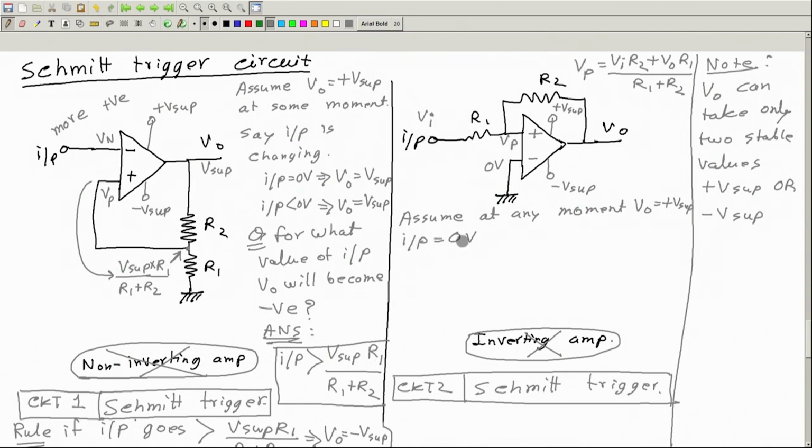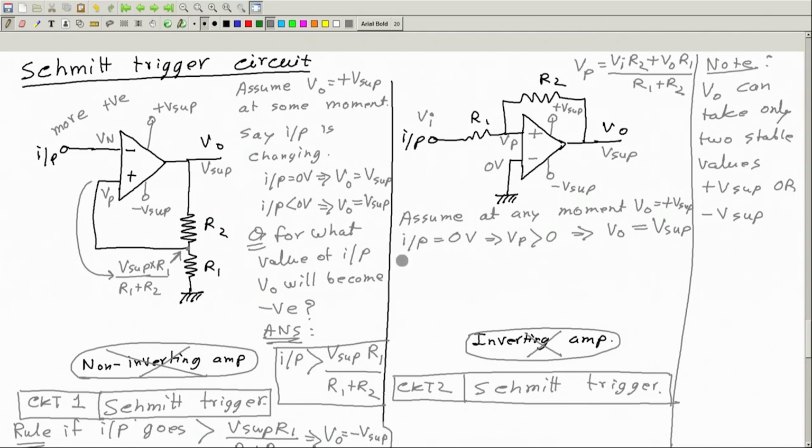Now, if input is 0 volt, then V P will be positive. So, you are assuming this is positive, V supply. So, this is positive, this is 0. So, this will be positive, of course. So, this implies V P greater than 0, and if this is greater than 0, the static characteristic of op amp says this is greater than V n. So, output will remain at positive value.